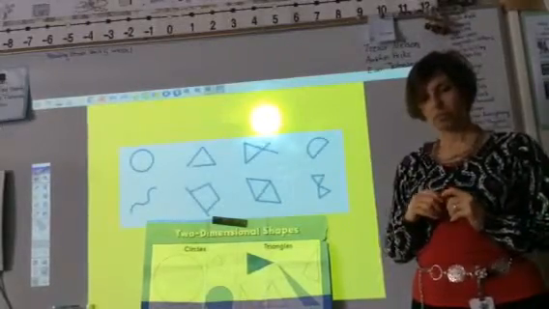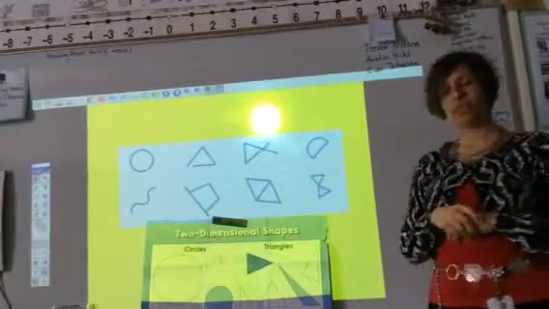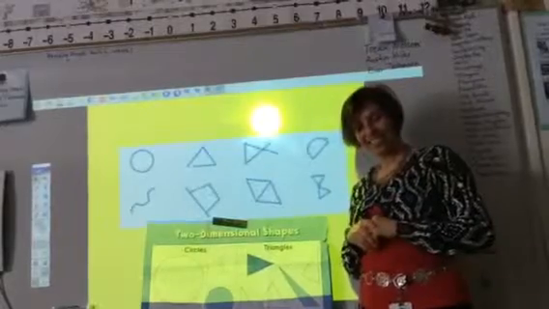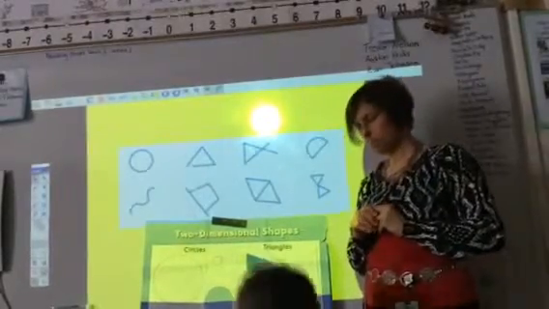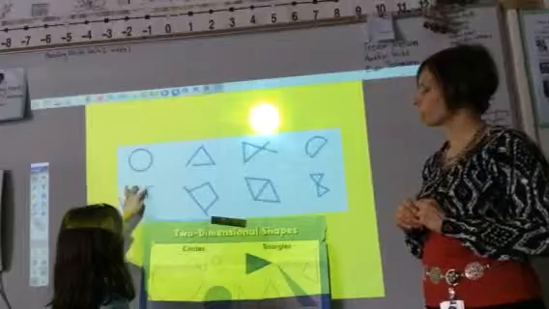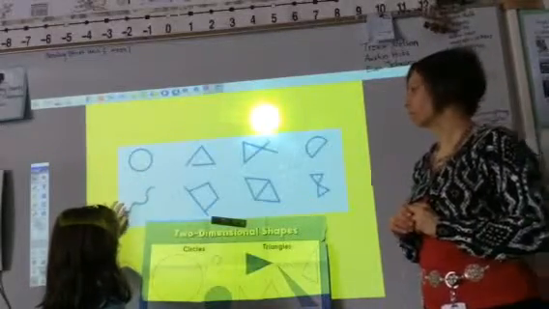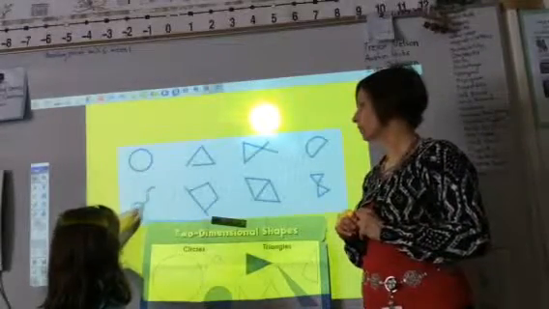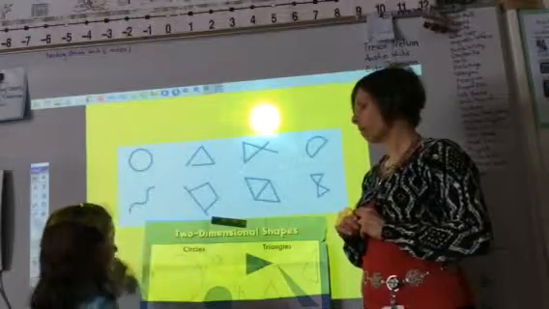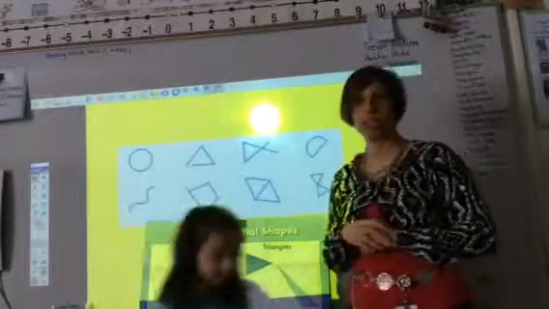Some of them aren't shapes. Okay, tell me a little bit more. How can just a plain line be a shape? It could, because if they made it like that, it could be a shape. It's a doodle. Someone's saying it's not a shape.